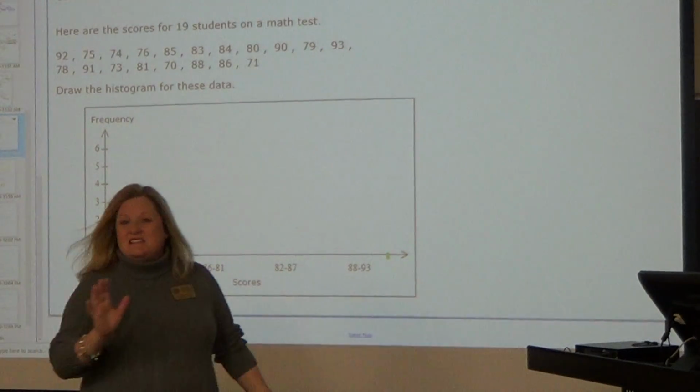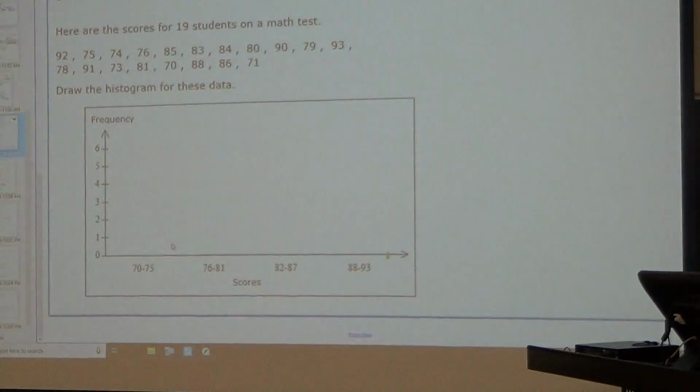So here's the easiest way to do it: on your notebook paper, you're going to write 70 to 75, 76 to 81, 82 to 87, 88 to 93. You're going to write those things on your notebook paper, okay? Then you're going to take your finger and hold your finger over there. You're going to say, okay, that's a 92.